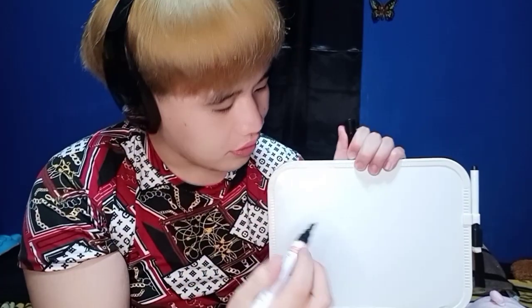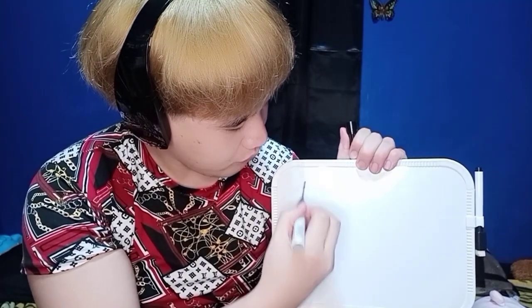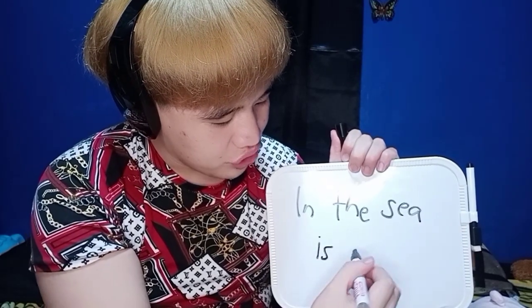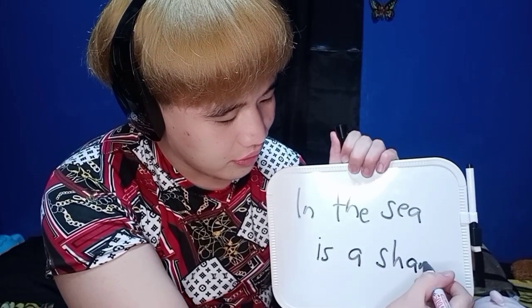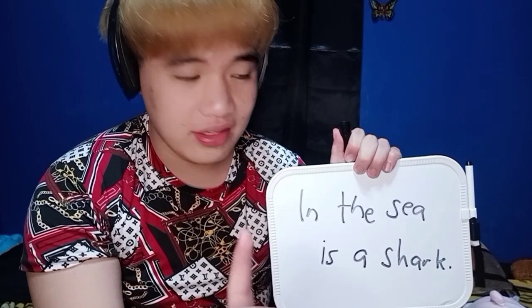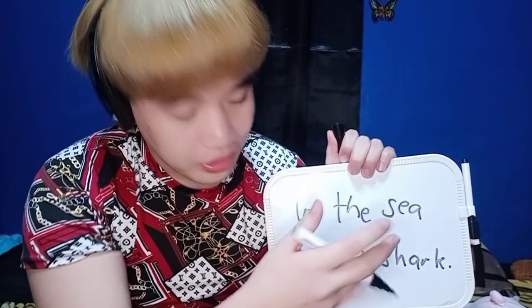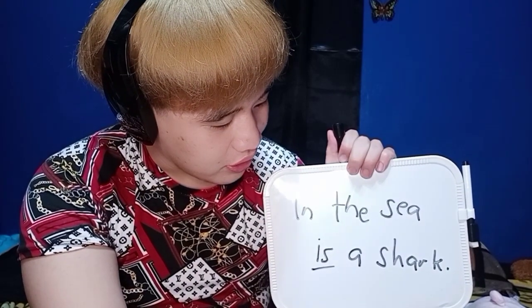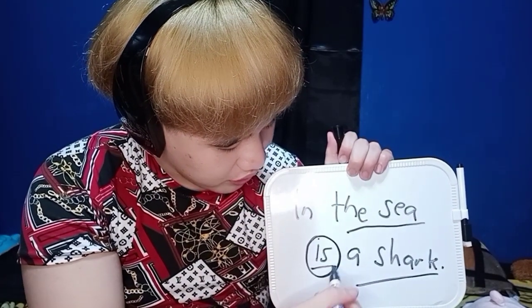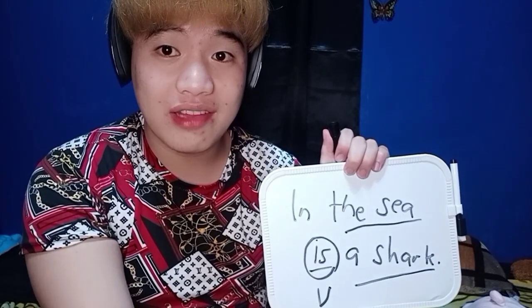So for example, the sentence that we have is "In the sea is a shark." First we need to determine if this is a sentence. Of course, yes, it is, because there's a verb and somewhere there's the subject. So what do you think is the subject in the sentence? Is it the sea or a shark? Okay, let's check. First, of course, we already know that this is the verb. It's a be verb to be exact.